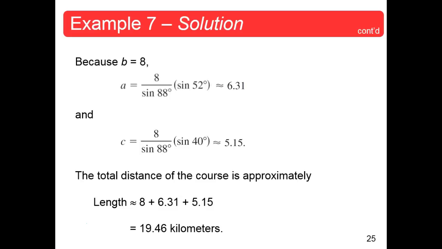Now, number 3, two blanks and one blank determine a unique triangle.